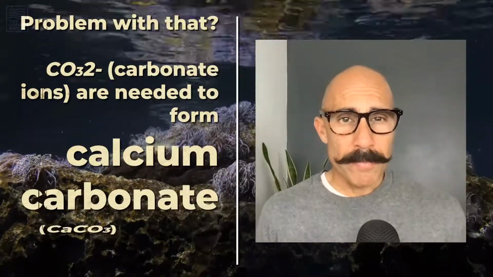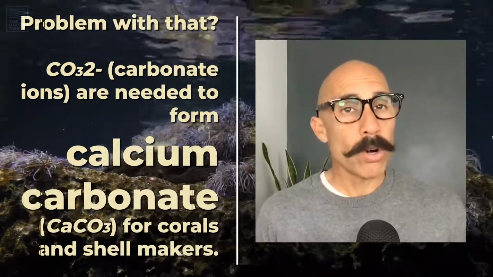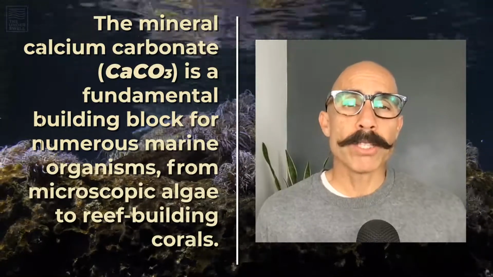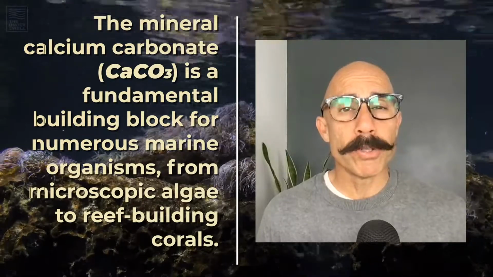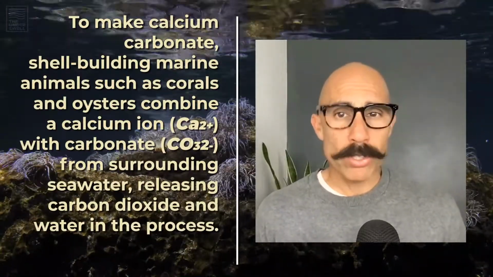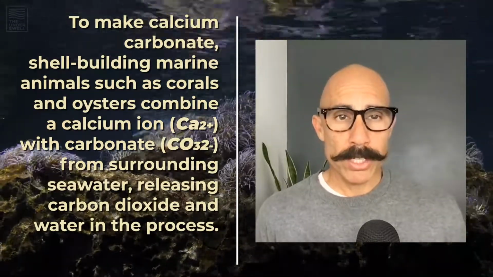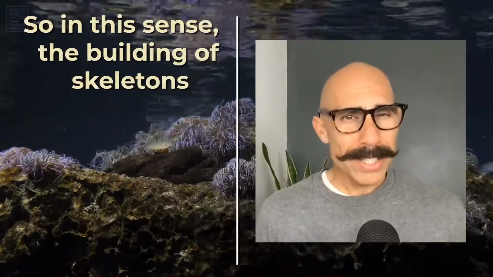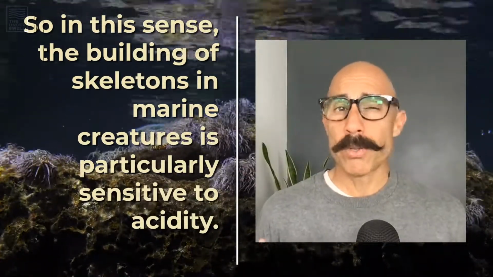The problem with that, carbonate ions are needed to form calcium carbonate for corals and shell makers. The mineral calcium carbonate, this is a fundamental building block for numerous marine organisms, from microscopic algae to reef-building corals. And to make calcium carbonate, shell-building marine animals such as corals and oysters, they combine a calcium ion with carbonate from surrounding seawater, and they release carbon dioxide and water in the process.